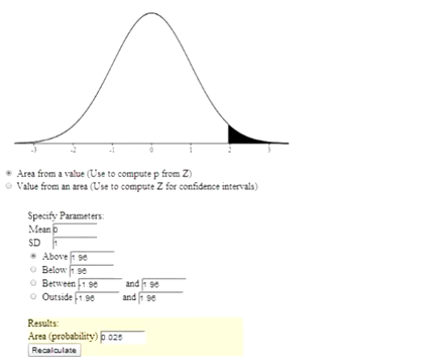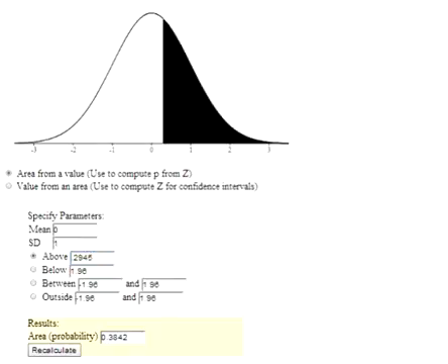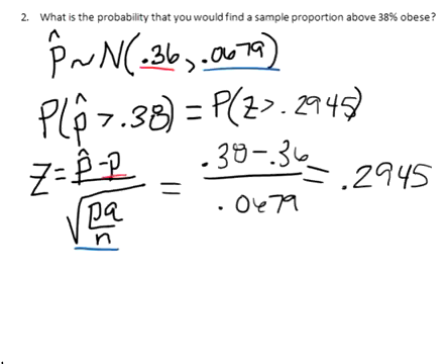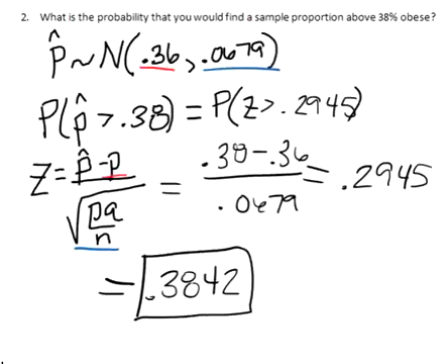So if we go to our z-table applet with a mean of 0 and a standard deviation of 1, we can plug in the value of z that we just calculated. And we can see that the probability of this occurring will be 0.3842. So the probability that we will get a sample proportion that is 38% or above will be 0.3842.